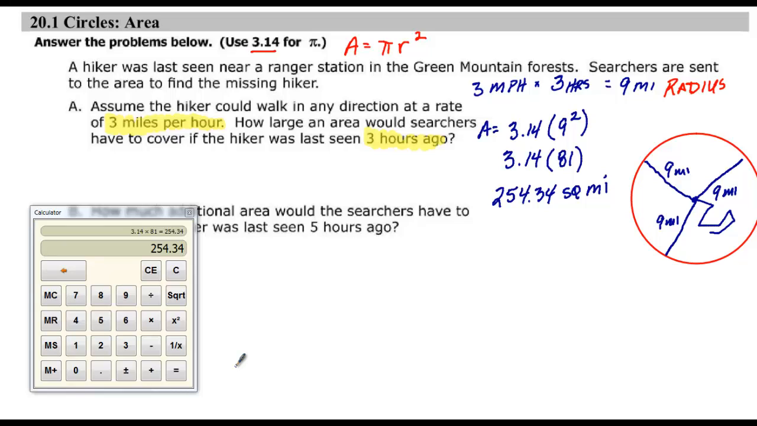So now we have the area. We have 254.34 square miles. That is our answer to this first part, 254.34 square miles.